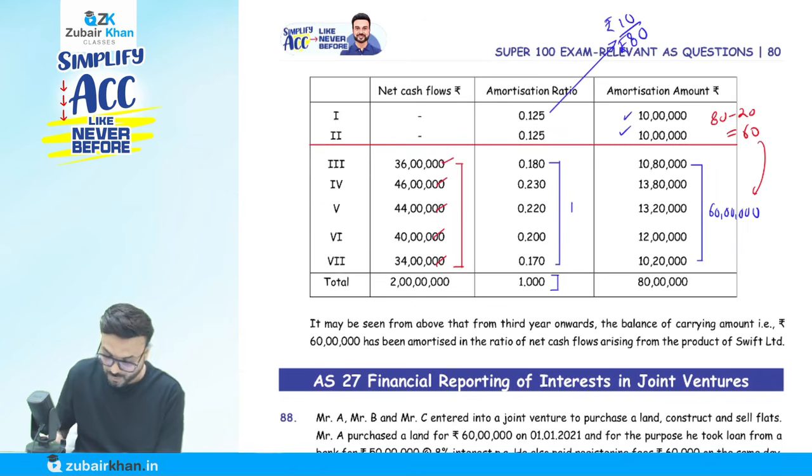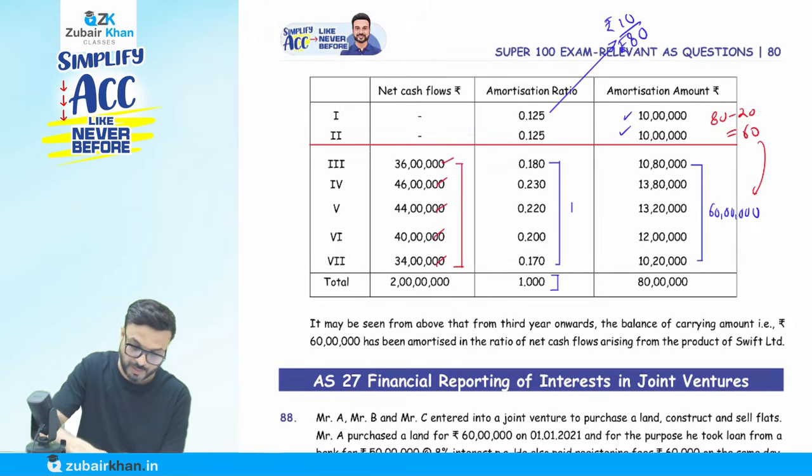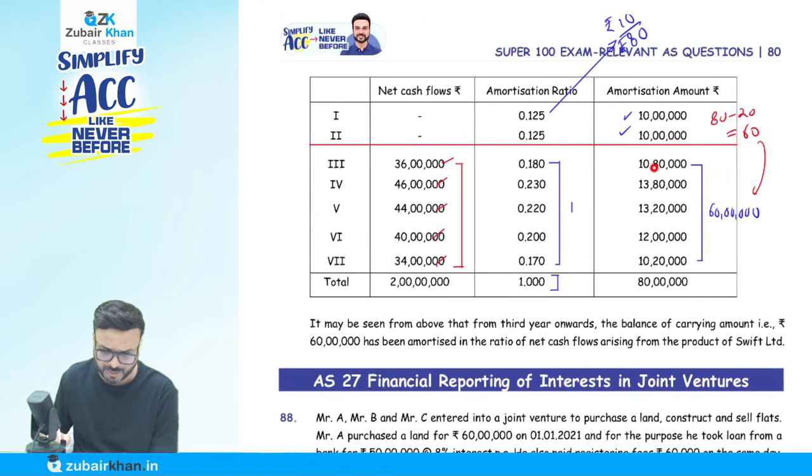From the third year, the total is 1. In the same proportion, we'll charge the amortization. Now, don't say 80 multiplied by that. No, we have already charged 20, so 60 remains. 60 lakhs multiplied by 0.180 gives 10.8 lakh, like that. So we just multiply 60 lakhs by each ratio, and that amount will come. If you do the total, the total of these 5 years is 60, and this is 20.